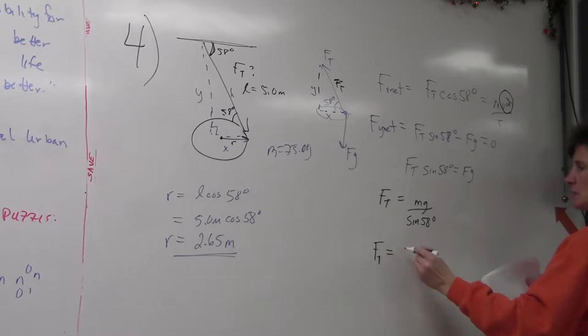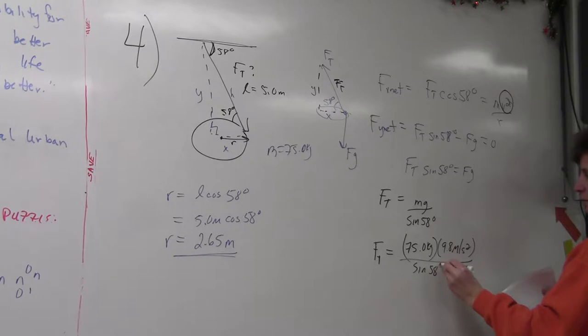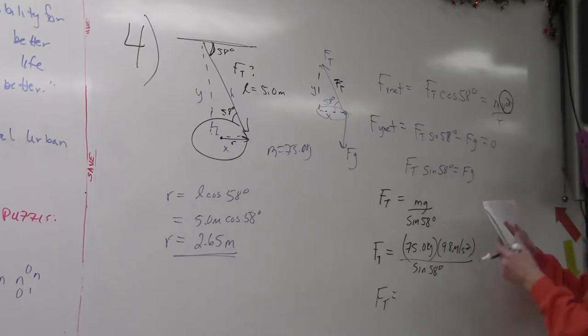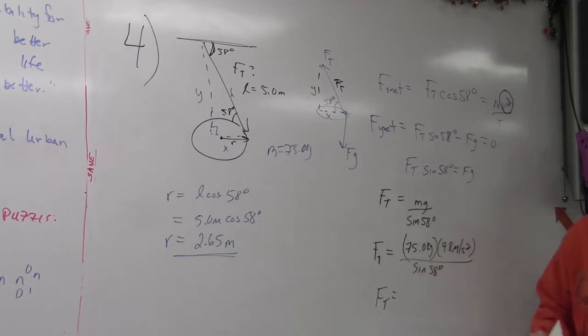So Ft is equal to 75. So Bailey, if we're off, that's because of me right now. Gotta love my calclexia. Divided by the sine of 58 degrees. And I don't want to tell you my number because I use 78. So I got 75 times 9.8 divided by the sine of 58. 75 times 9.8. 867? Yeah. Yes, 867.